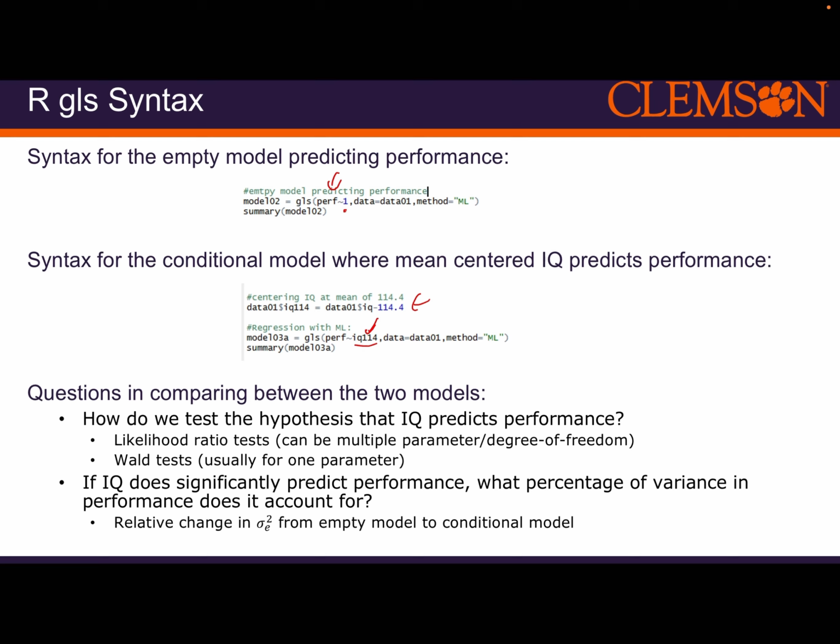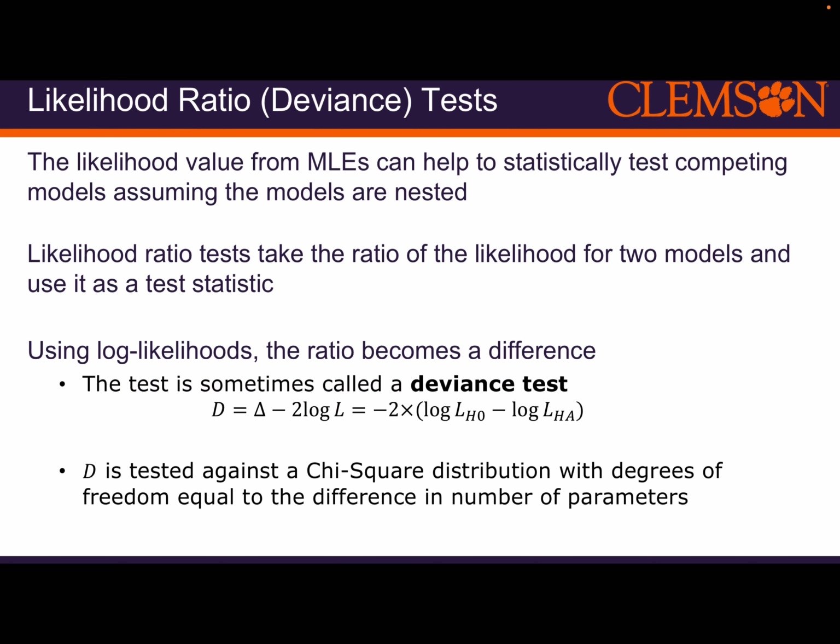Like, for instance, how do we test the hypothesis that IQ predicts performance? We can use a likelihood ratio test, that is comparing two models, or we can look at a Wald test for the parameter for the slope of IQ. Those are equivalent in this case, or asymptotically equivalent, as n goes to infinity. So if IQ does significantly predict performance, what percentage of variance in performance does it account for? We're going to check for that also.